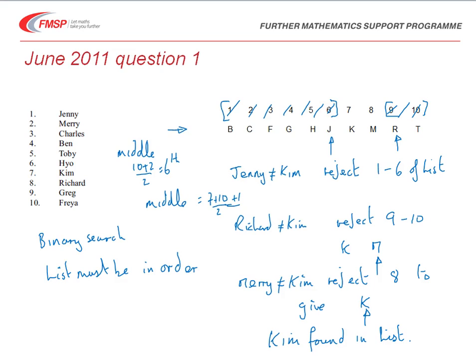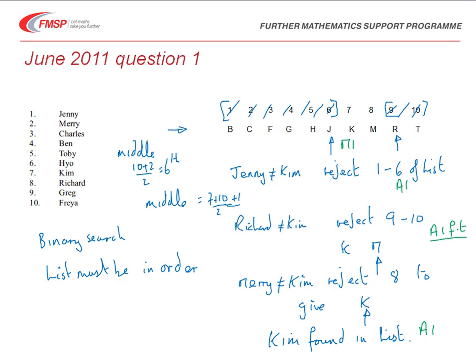The marking for this is relatively straightforward. There's simply a method mark for showing the middle of the first list there, an accuracy mark for this first part, and then an accuracy mark which is a follow through. So if you get the first part wrong and you reject the wrong part of the list, you can still get a second accuracy mark there. And finally, right at the end, a final accuracy mark.